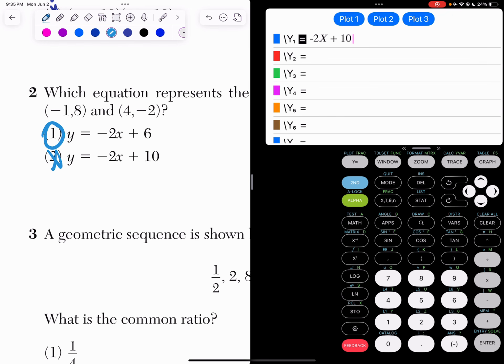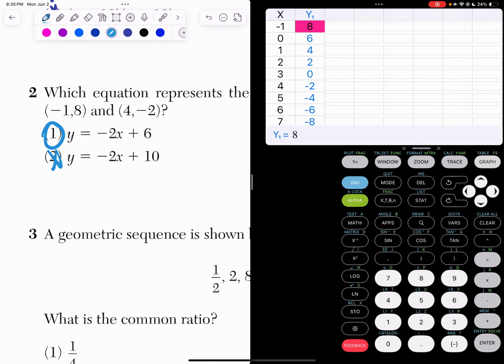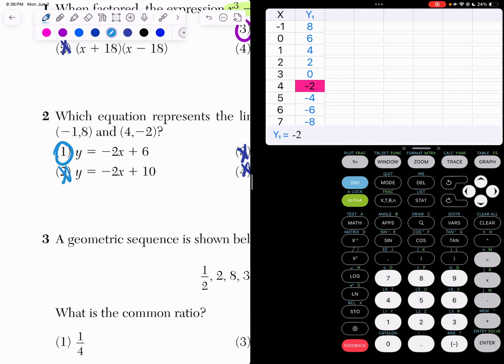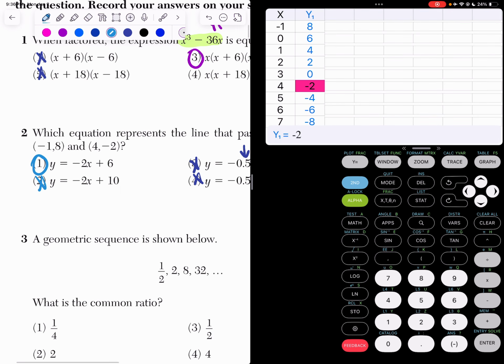Now, if I type in choice 1, which is -2x plus 6, and hit second graph, at -1 I get 8, so we're good. And then at 4, I get -2, so we're also good. It has to be choice 1. That's going to be the only equation where you hit both of those points.